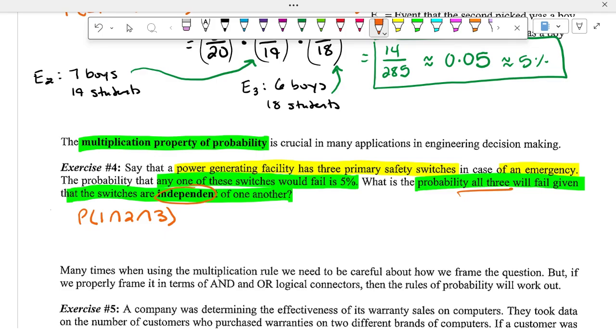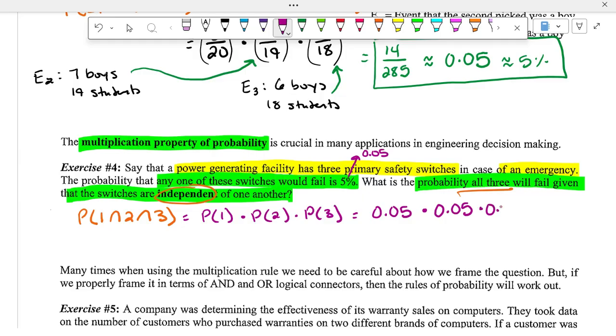You multiply them. So we have to find the probability of 1 times the probability of 2 times the probability of 3. What did they say is the probability of any of those switches failing? About 5%. Now, my recommendation, convert that percent to a decimal. So what's 5% as a decimal? 0.05. So the probability of 1 failing is 0.05, or 5%. Probability of 2 failing is 0.05. Probability of 3 failing is 0.05. So what's the probability of all 3 failing?